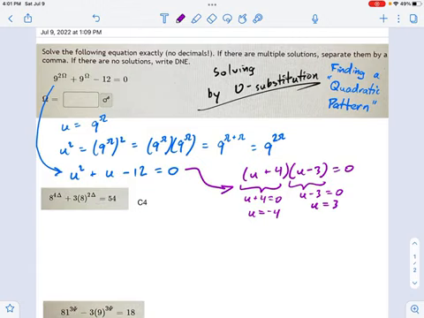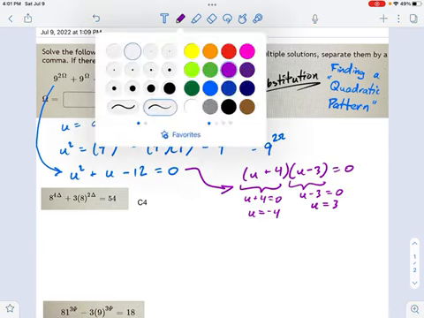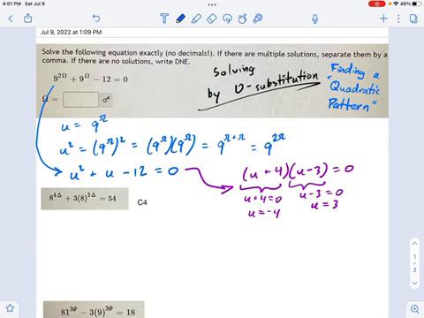Okay? Well, remember, we're not solving for U. I don't actually care what U is. I want to know what omega is. That's what I was trying to solve in the original problem. So I switch U back to 9 to the omega, and I get this. 9 to the omega equals 3. And 9 to the omega equals negative 4.